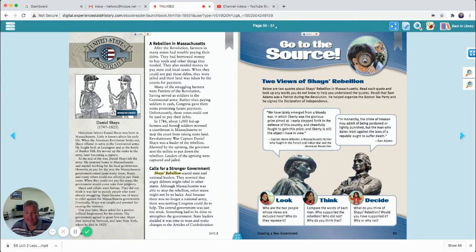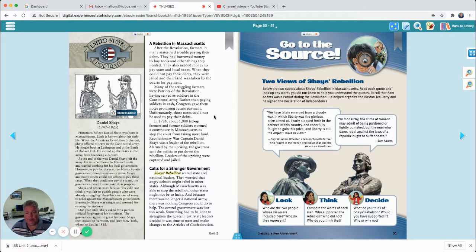In 1786, about 1,000 fed-up farmers and former soldiers stormed a courthouse in Massachusetts to stop the courts from taking more land. Revolutionary War captain Daniel Shays was a leader of the rebellion. Alarmed by the uprising, the governor sent the militia to put down the rebellion. Leaders of the uprising were captured and put in jail.